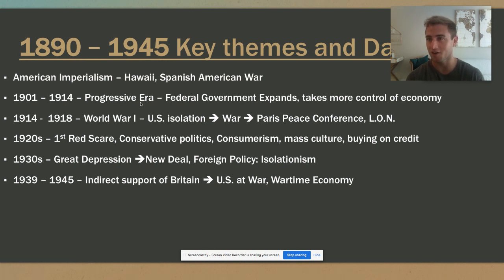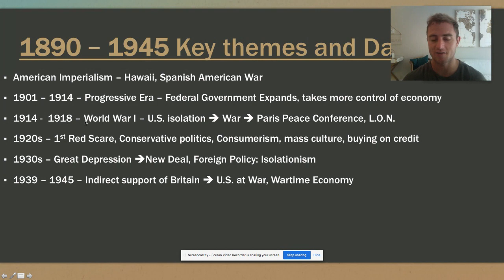Not just the economy, obviously, big business needs to be tamed, but also things like creating bureaucracies to help the slums in the cities, creating bureaucracies that are going to come in and help with sanitation and the quality of food, protecting the environment, all these things. And so this time period is a huge expansion of the federal government. That is one of the biggest themes of this time period, the expansion of the federal government.